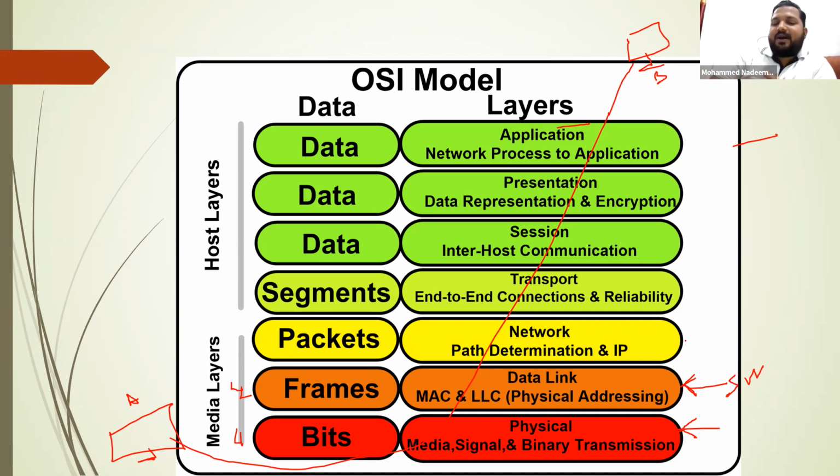Then after that, what will happen? There should be a logical address. Another, let's say, there will be a logical number. So let's say this guy is having 192.168.10.0.